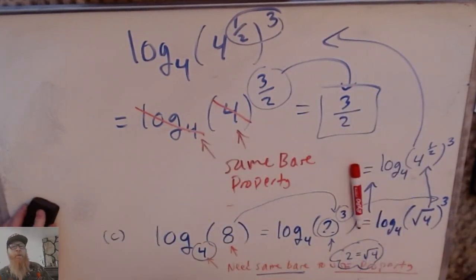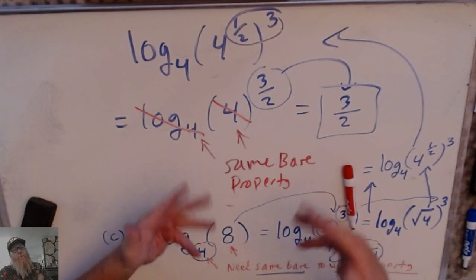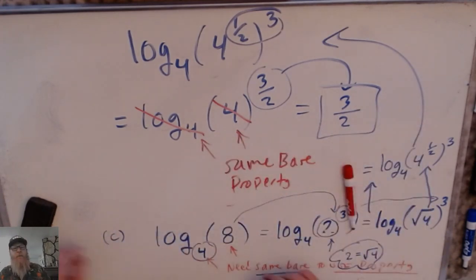I would also accept 1.5. I don't think there's any issues with that as long as it's exact. But if you want to just keep with the way that I'm traditionally doing it, I would write it as 3/2.